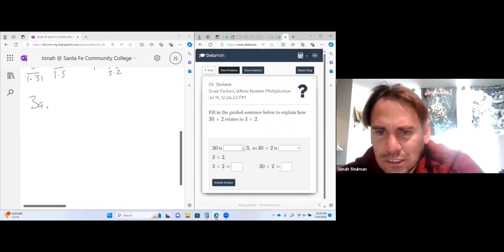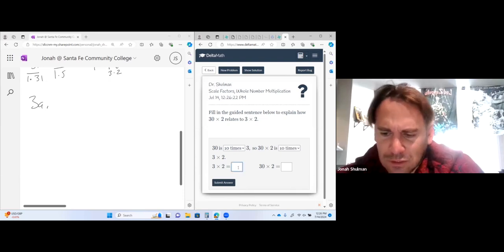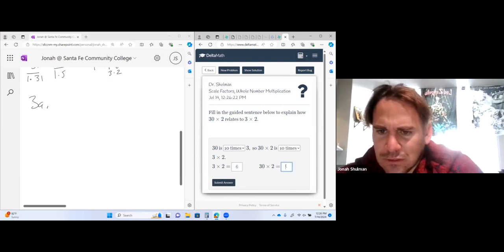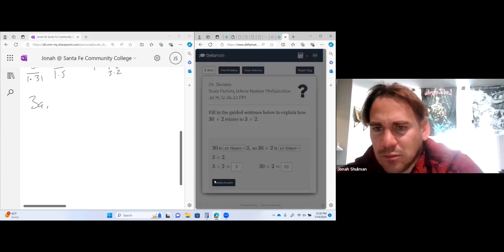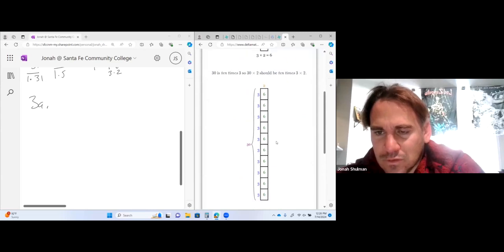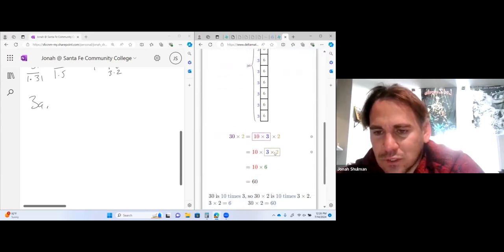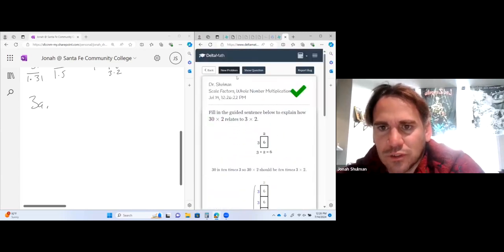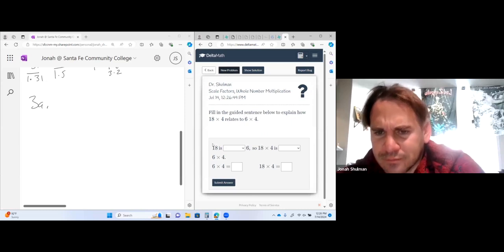All right, so 30 is 10 times 3. So 30 times 2, 60, is 10 times, oh, so it's got to match. So 3 times 2 is 6, and 30 times 2 is 60. Cool. I like this problem, and I like the pictures too. They didn't give us a fun picture this time, but that's okay. Let's do one more just for fun because they're short.